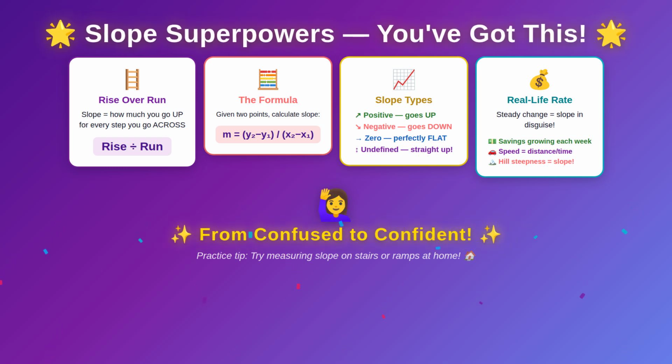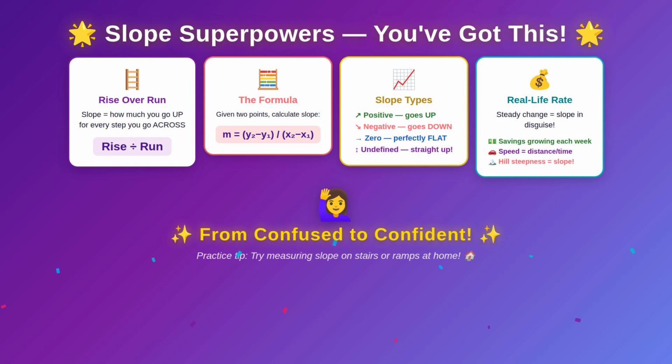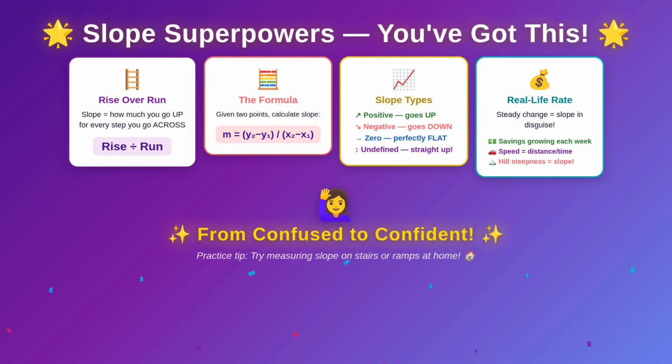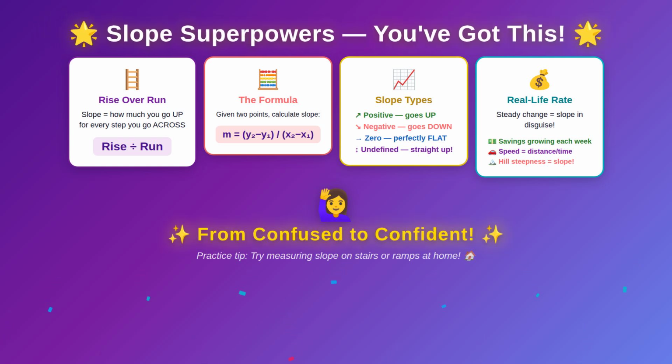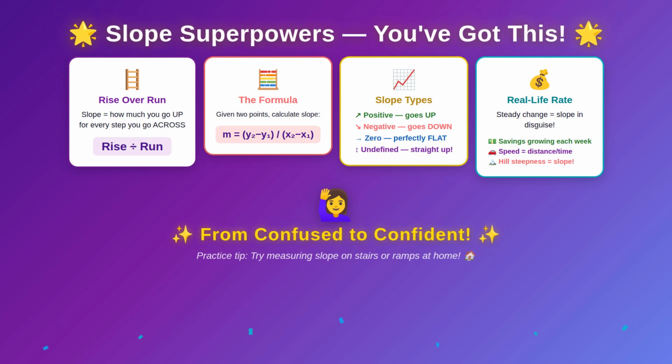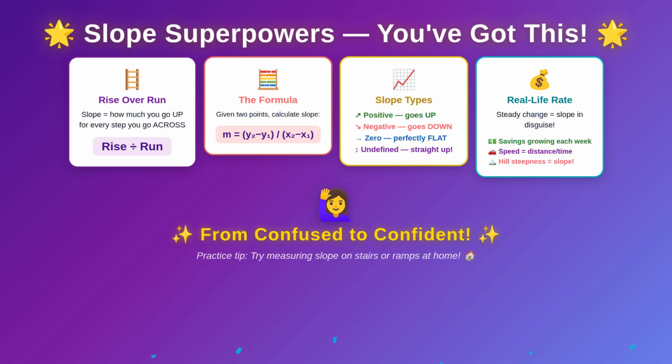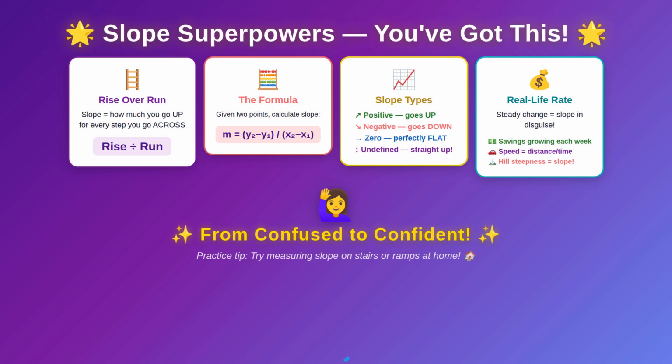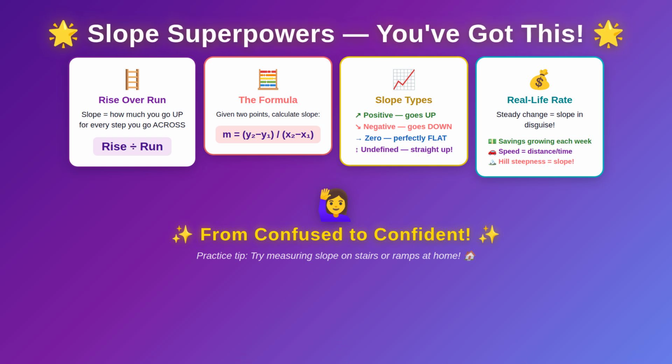Positive slope goes up, negative goes down. Zero is flat. And anytime something changes at a steady rate, money, speed, distance, that's slope in disguise. From confused to confident. That's the slope journey. Parents, this is a great one to practice together, using stairs or ramps at home.